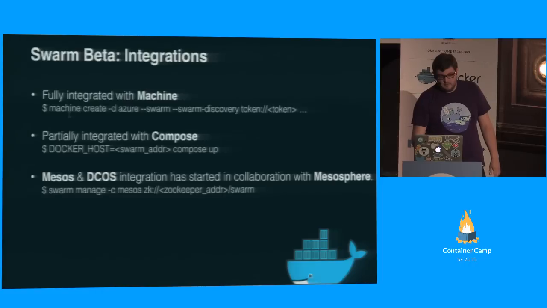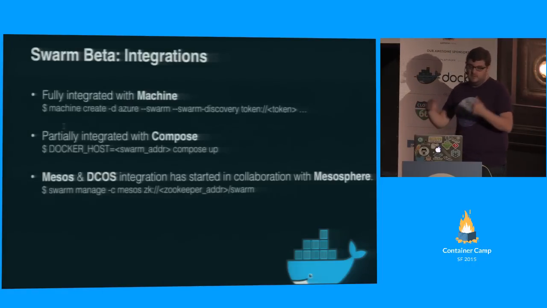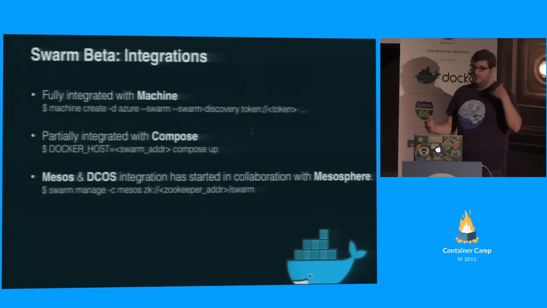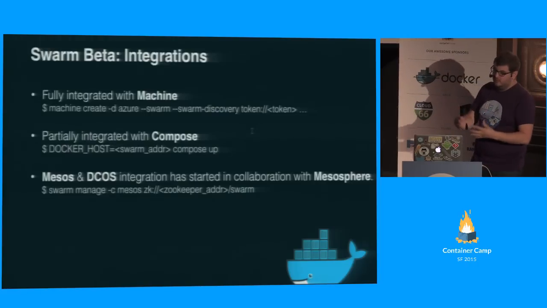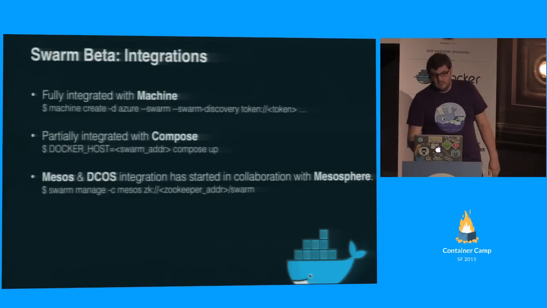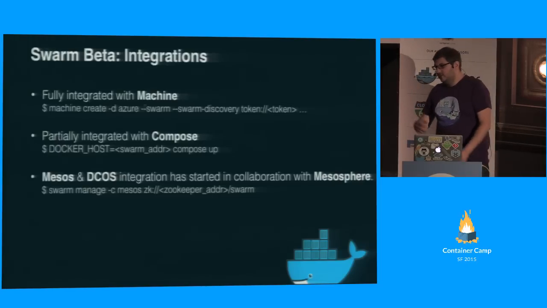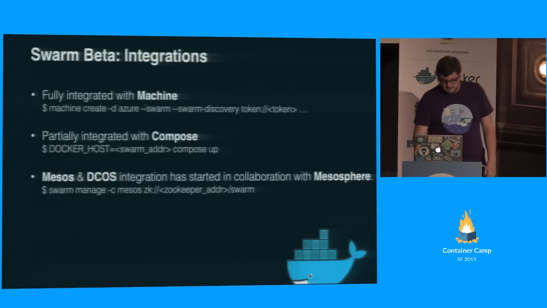So here is just an example, but basically if we do machine create -d azure, it will use the Azure driver and start a Docker machine. And you can specify the token I showed earlier. And this machine on Azure will automatically join the Swarm cluster. So if you replace Azure with GCE, you get a machine on GCE, if you replace Azure with VirtualBox, you get a local VM.